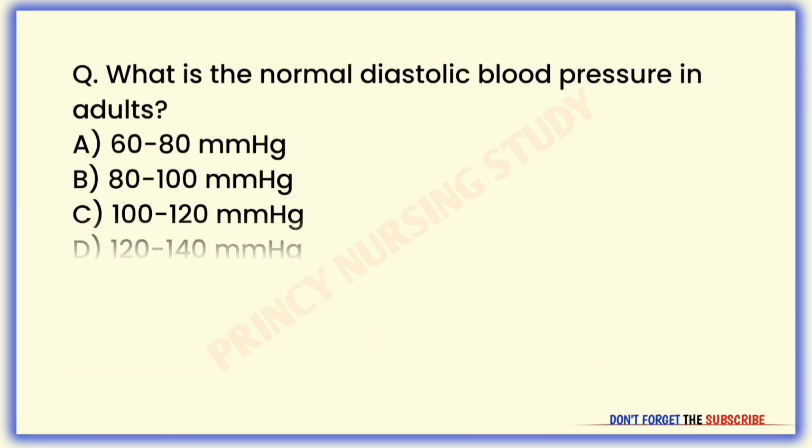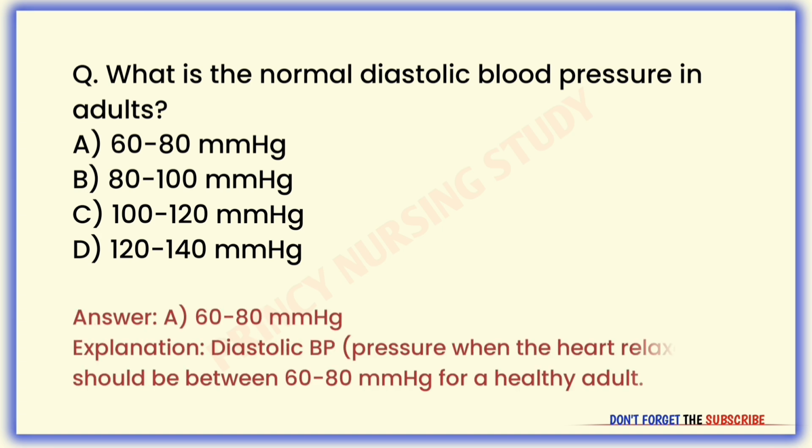Next question. What is the normal diastolic blood pressure in adults? Correct answer is A. 60 to 80 mmHg. Diastolic BP, the pressure when the heart relaxes, should be between 60 to 80 mmHg for a healthy adult.